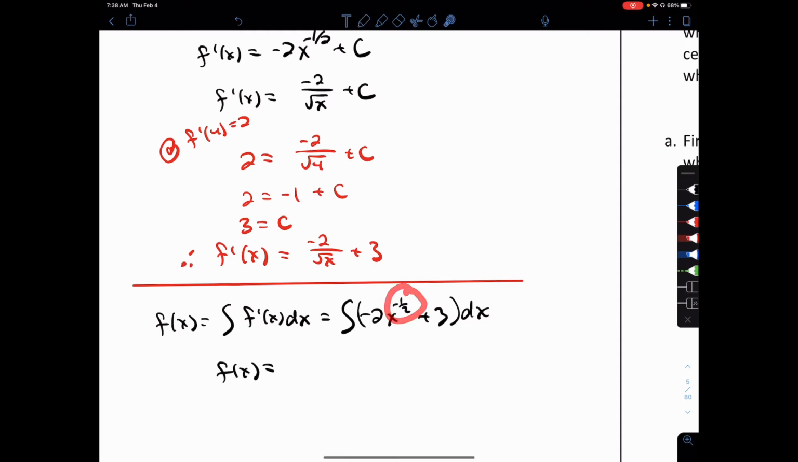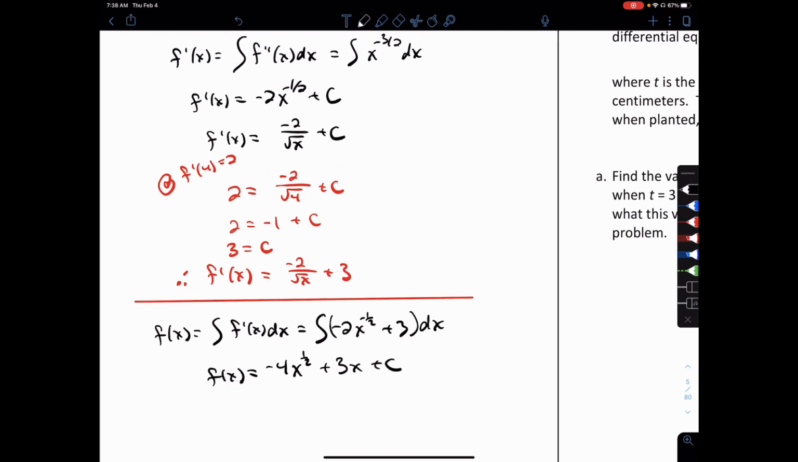Add 1 to this exponent, it's going to be x to the 1/2. I multiply by the reciprocal of 1/2, it's 2. Negative 2 times 2 is negative 4. Antiderivative of plus 3 is going to be a plus 3x. Then I add my arbitrary constant.